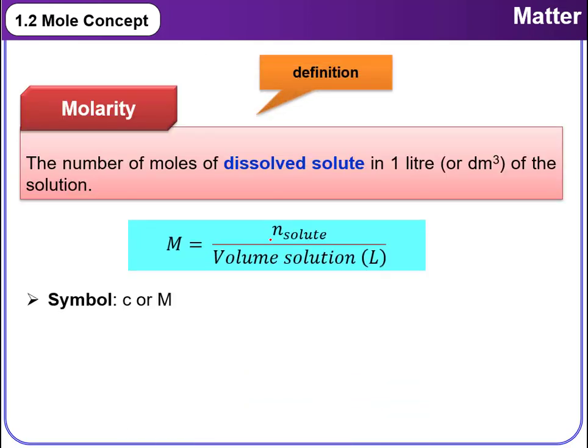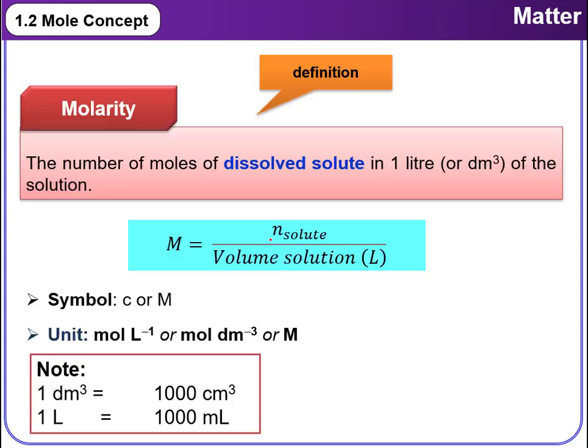Let us go to molarity first, which you have learned since Form 4, I bet. Let us go to the definition of molarity first: molarity is the number of moles of dissolved solute in 1 liter or dm cube of the solution. So you have to consider the mole number of solute, and the volume of solution must be in liter. The symbol is C, standing for concentration, or capital M.